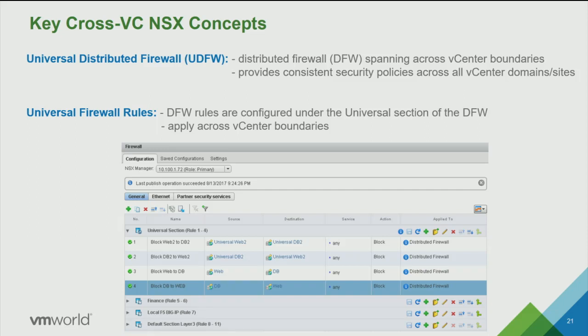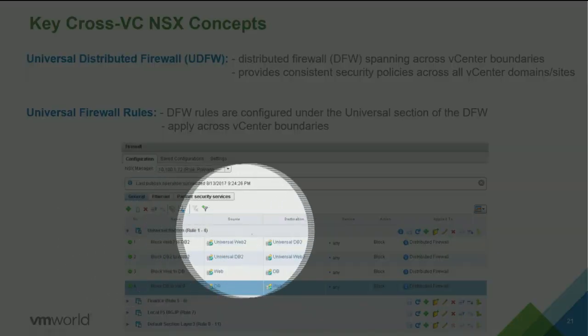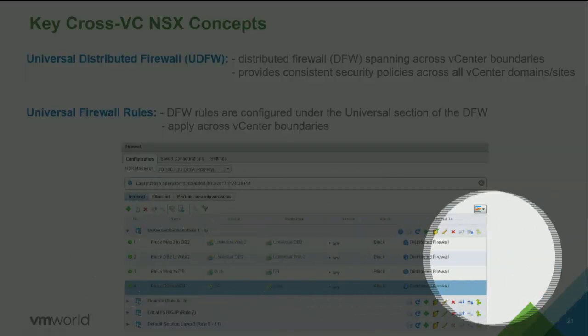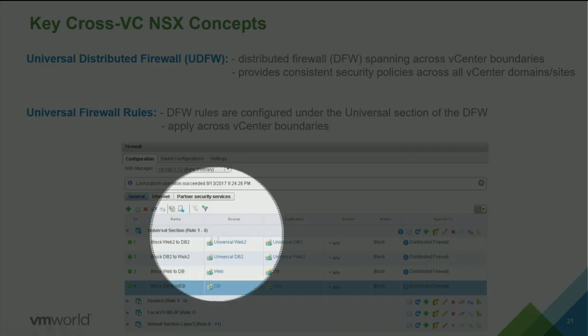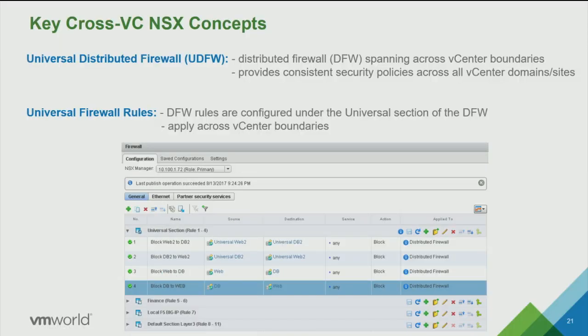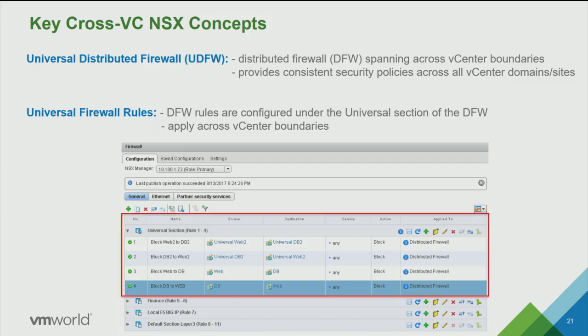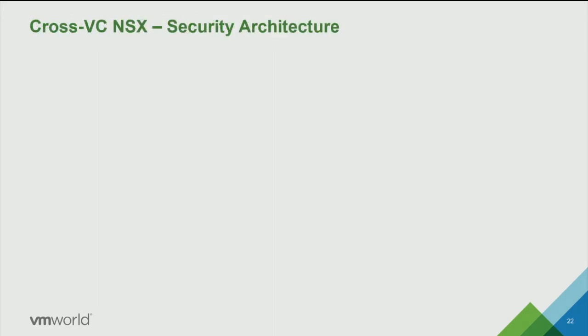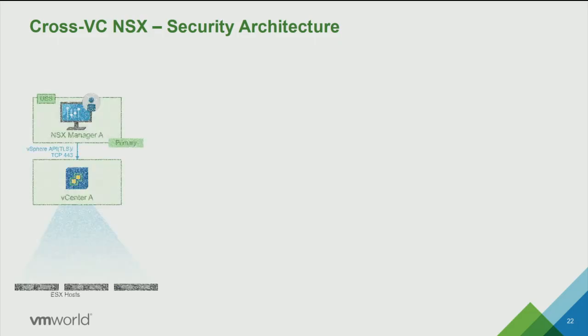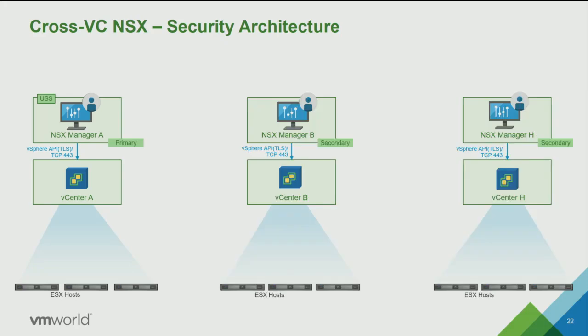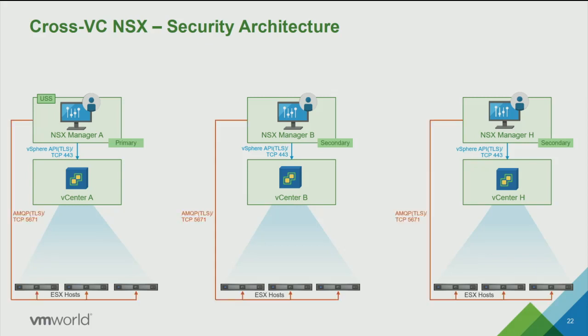So here I have a universal distributed firewall section in my distributed firewall. In this universal distributed firewall section is where I create my universal distributed firewall policies. Okay? So now that we understand some of those concepts, let's look at how this architecture works. Again, I have my respective vCenters and NSX managers, primary NSX managers, secondaries on the other sites. I have my message bus connection from each of my NSX managers to each of the respective hosts.